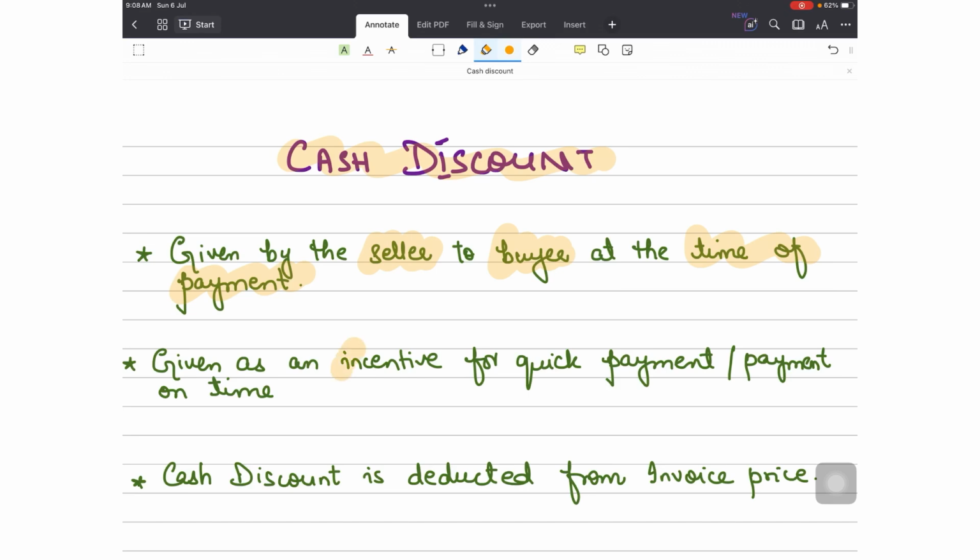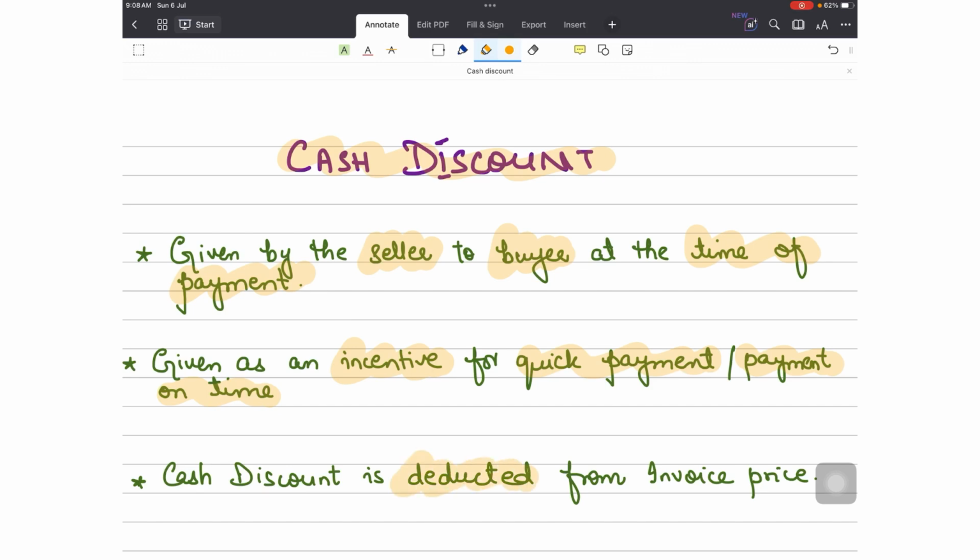And why is that offered? It acts as an incentive for quick payment, or to encourage early payment or payment on time. The supplier offers a cash discount, and usually the terms of cash discount are communicated at the time of selling goods on credit. For instance, if the seller says that if you pay within 15 days, I will give you a 2% off, or if you pay within 1 month, I will give you a 5% off. And if the buyer actually pays within that time period, so he will avail this discount, right?